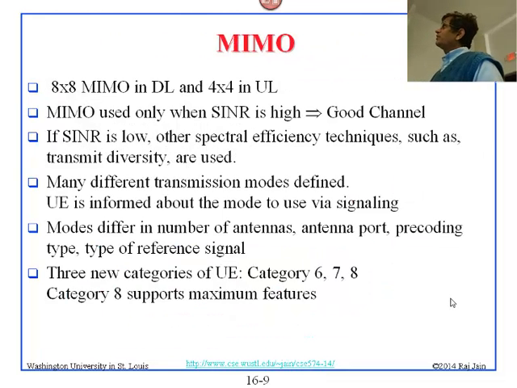So MIMO is used only when SINR is high. What is SINR? Signal to interference noise ratio. When SINR is high, it means the signal is high and the interference is low. Right? When you are in good shape, then use MIMO.